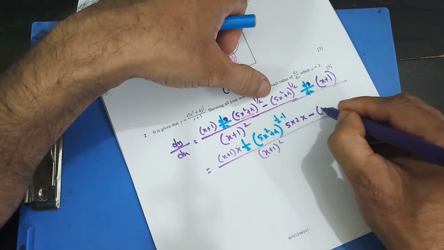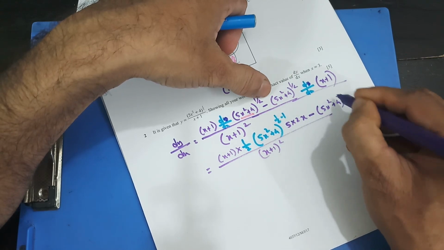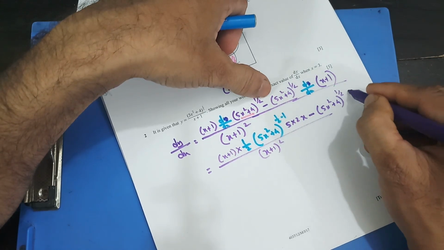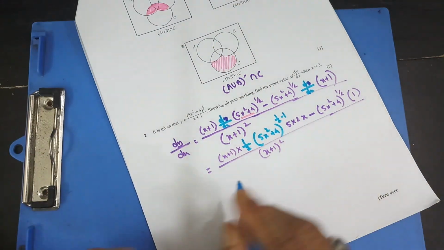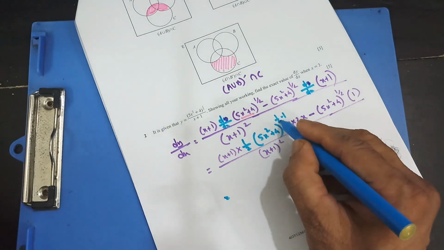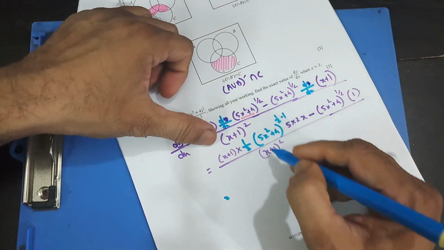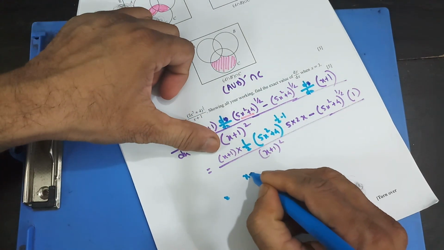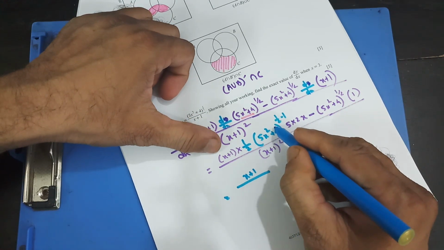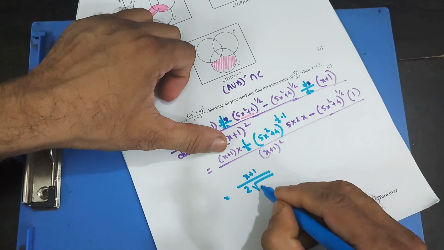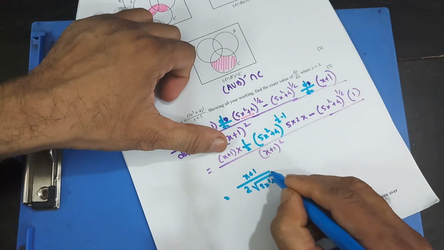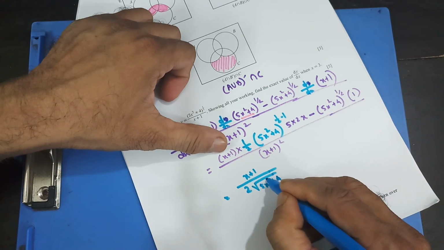Then minus (5x squared plus 4) to the power half, and when you differentiate x plus 1, that's going to be 1. I hope you know that. Okay, so now this is going to be half minus 1, which is minus half. That means I can write down x plus 1 divided by, this 2 comes over here, and that's going to be square root of 5x squared plus 4 in the denominator. This is squared.